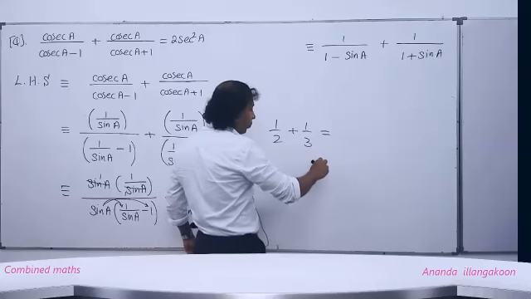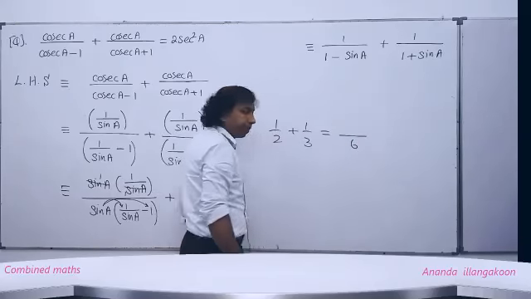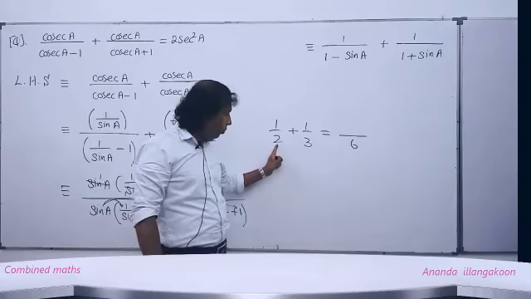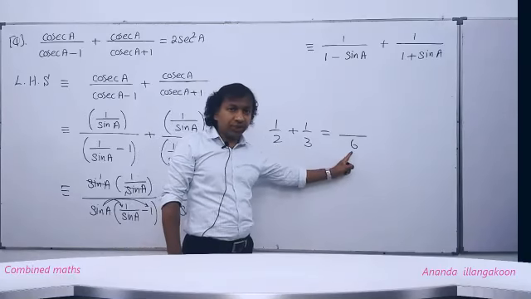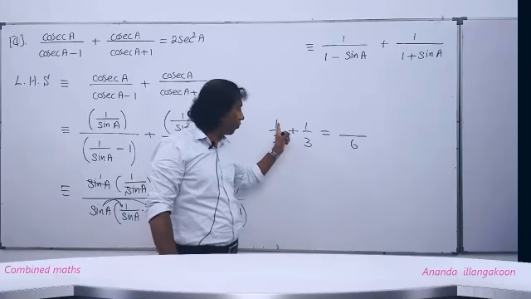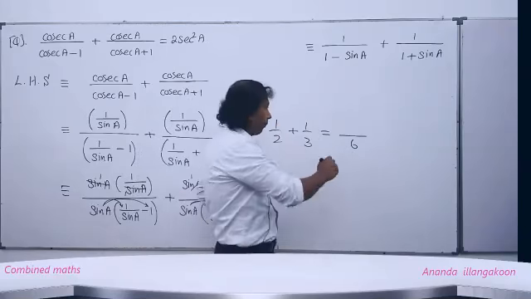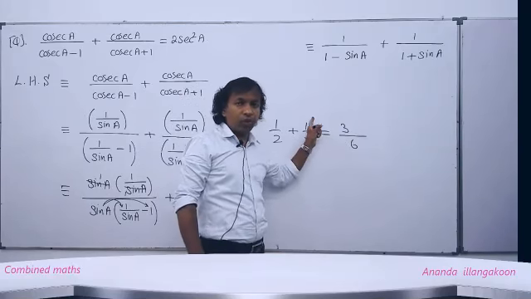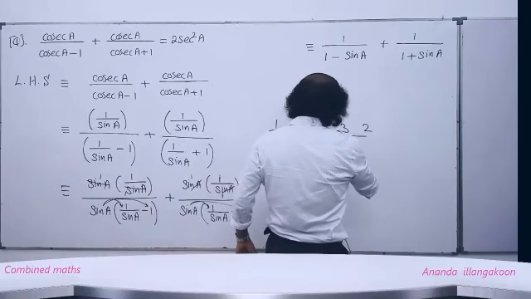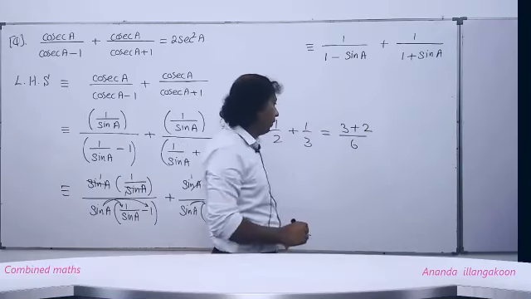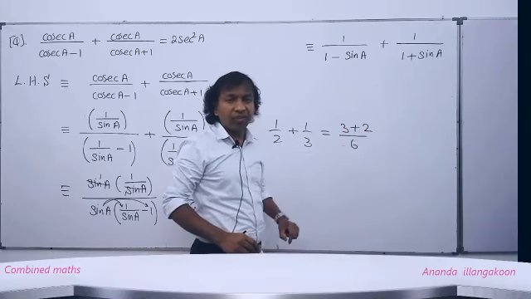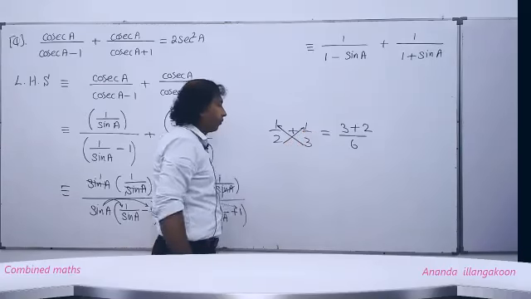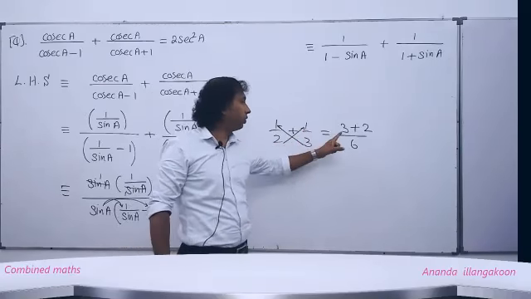Then if we have something like this, people, the LCM of 2 and 3 is 6, no? Then the way we think is this: 2 became 6 by multiplying by 3. By the same 3, we have to multiply this 1. 1 into 3 is 3. This 3 became 6, multiplying this by 2. Then the numerator also we have to multiply by 2. In between, we put this plus sign. 3 into 1 is 3, 2 into 1 is 2. That's it.